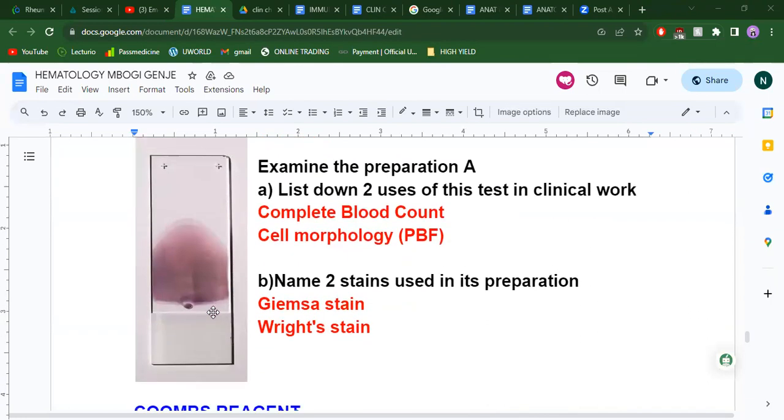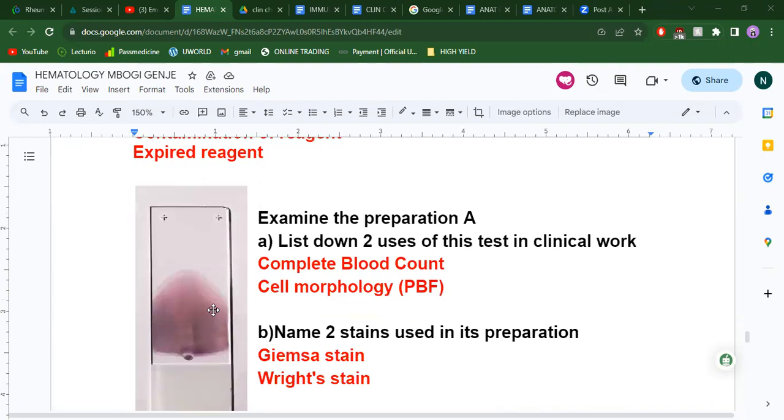Examine the preparation A. So this is the preparation. So I want to ask you, is this a thin blood film or a thick blood film? Thin or thick? Thick. Is this how thick looks like?